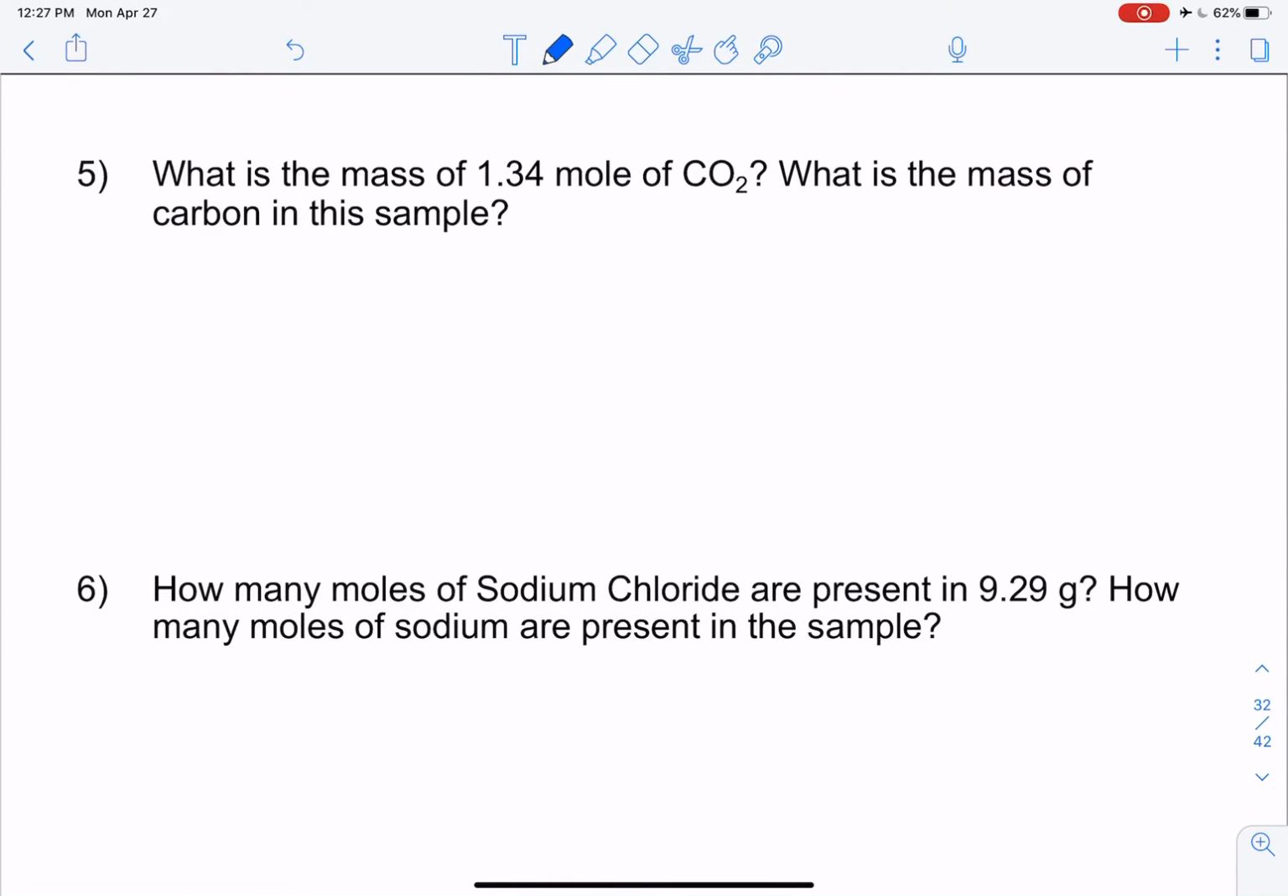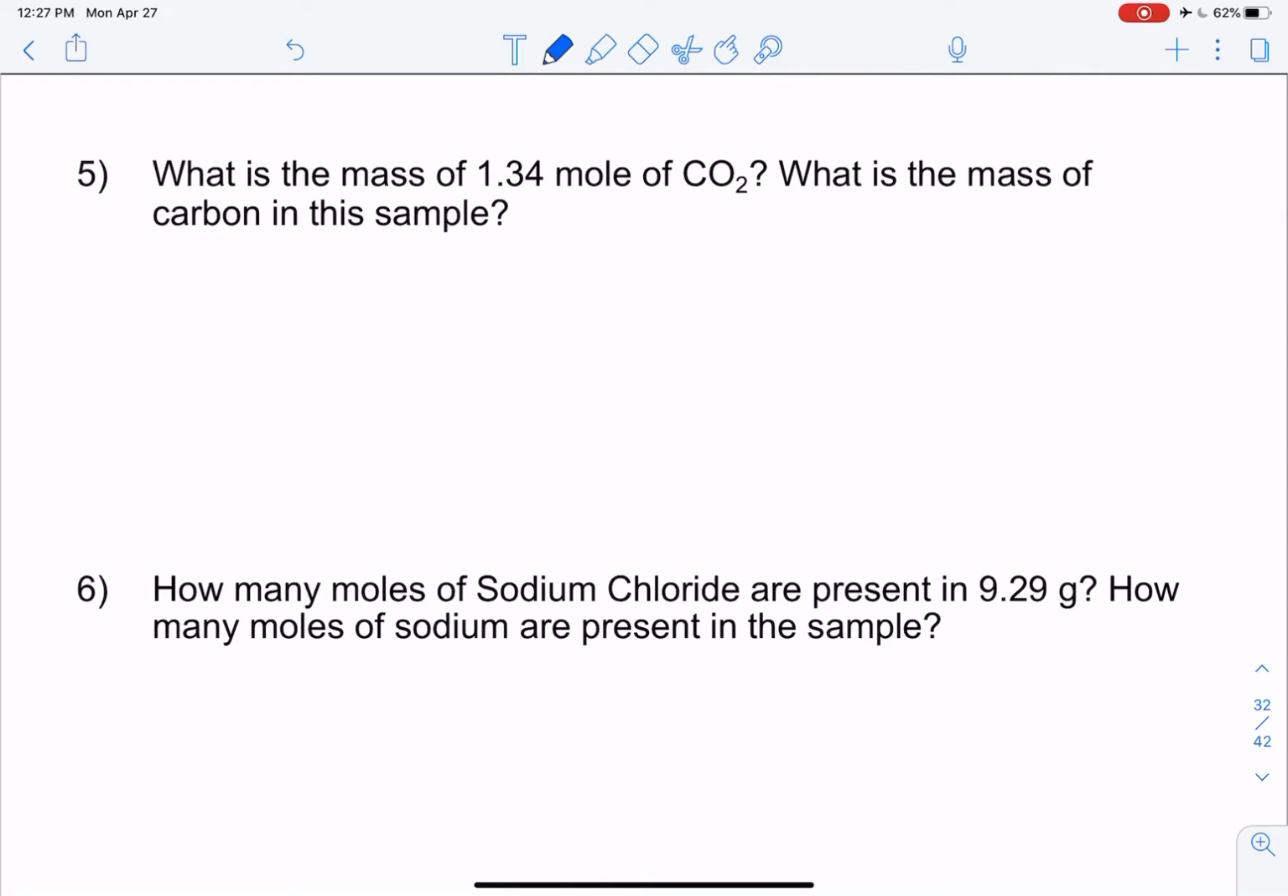Hi students, we are right in the middle of dimensional analysis and we left off on problem number 5. Problem number 5 says, what is the mass of 1.34 moles of carbon dioxide and what is the mass of carbon in this sample?